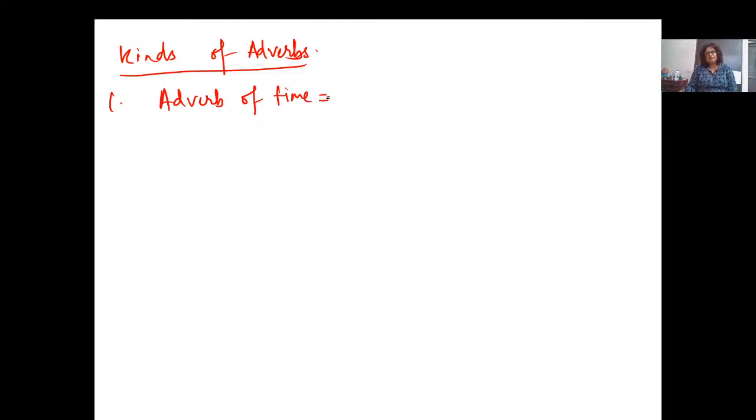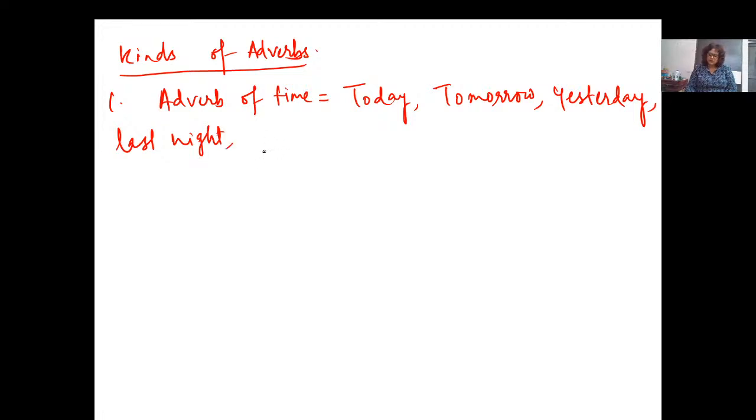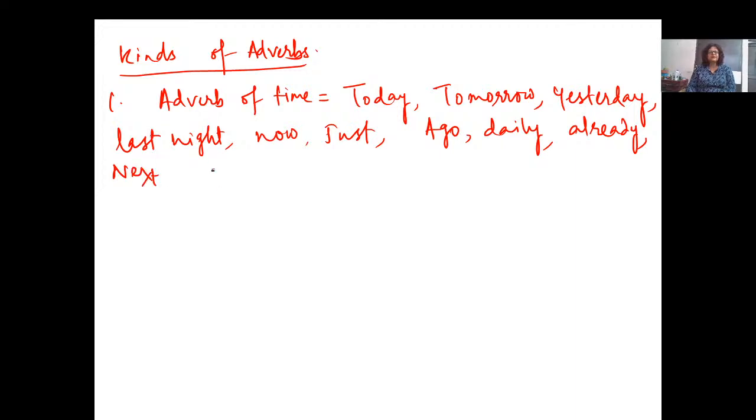Adverb of time means today, tomorrow, yesterday, last night, now, just, ago, daily, already, next, like that: next month, next year, next day, the day after tomorrow, the day before yesterday. Okay, these all are called adverbs of time.